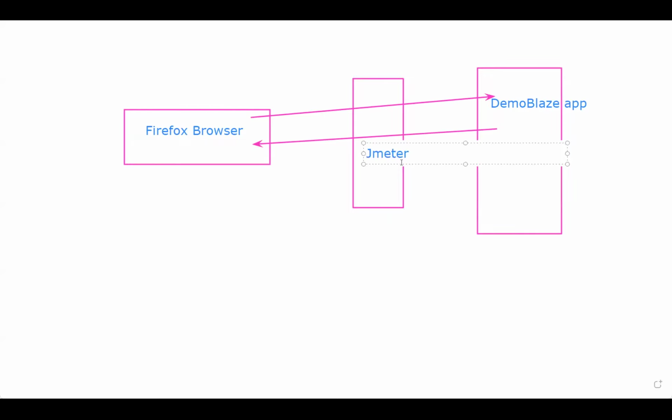Yes, sir. So when you are sending a request, it goes through JMeter. When the server sends the response, it comes through JMeter. And now JMeter will not keep quiet, right? It will record or capture the request and response, and it will create a script. So that is how JMeter works. Is it clear?